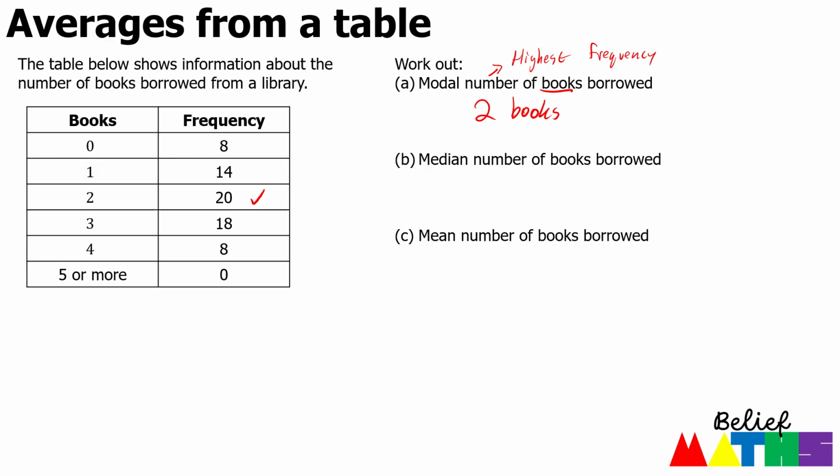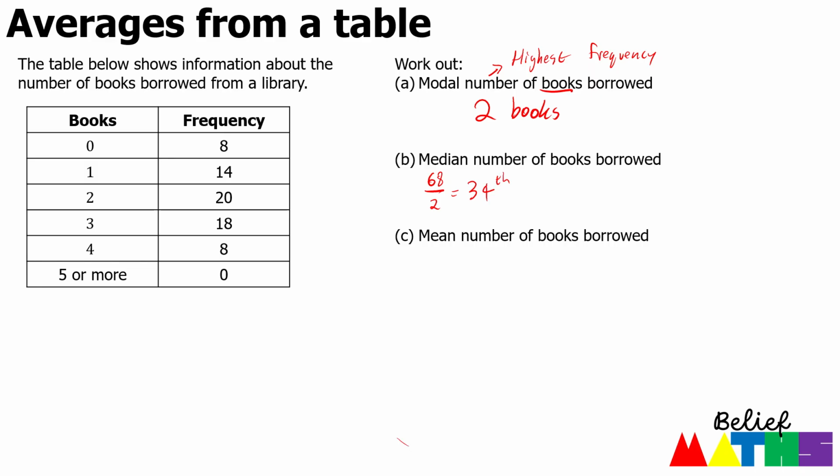Now, for the median number of books, we need to find that middle person. Well, first of all, we need to know how many people there are. So if we add our frequencies up, so 8 plus 14 is 22, plus 20 is 42, that's 60, that's 68 people. So we're going to do 68 divided by 2, because we want to find halfway. 68 divided by 2 is 34. So we need to find the position of the 34th person.